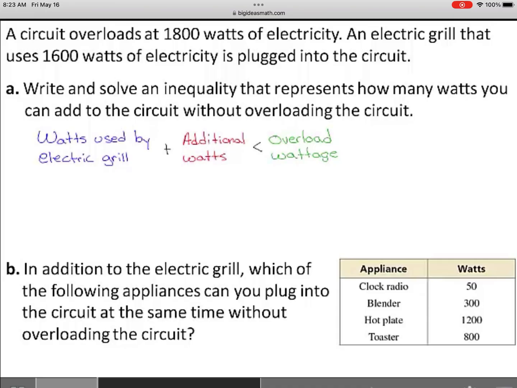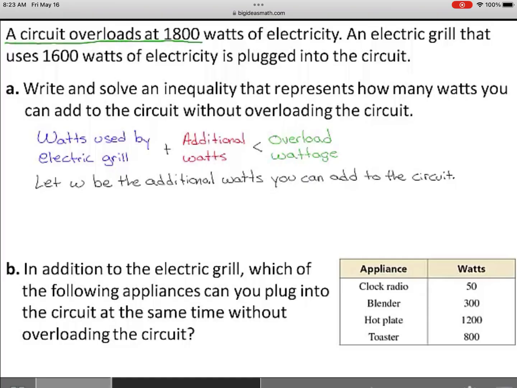overload wattage. Let W be the additional watts you can add to the circuit. You are given that the overload wattage is 1,800 watts, and the electric grill uses 1,600 watts. So substitute 1,600 for the watts used by the electric grill, W for the additional watts, and 1,800 for the overload wattage, to get 1,600 plus W is less than 1,800.